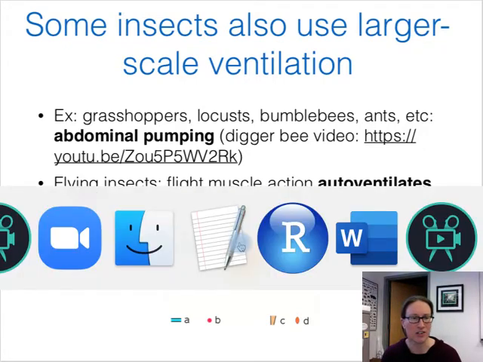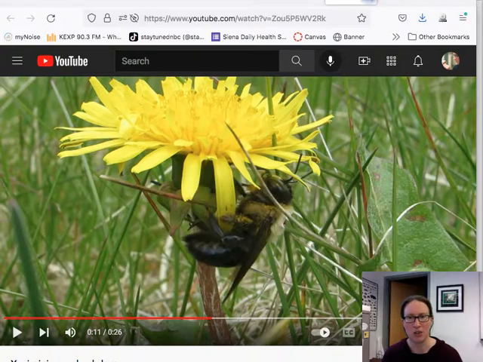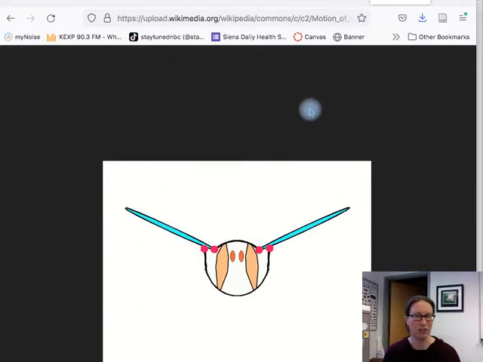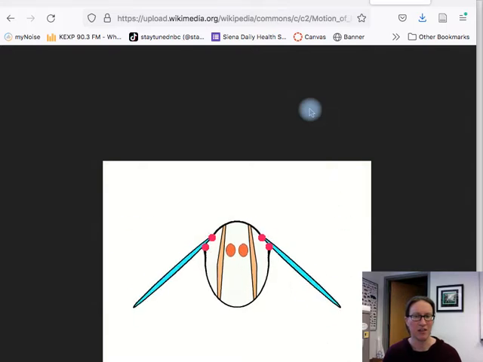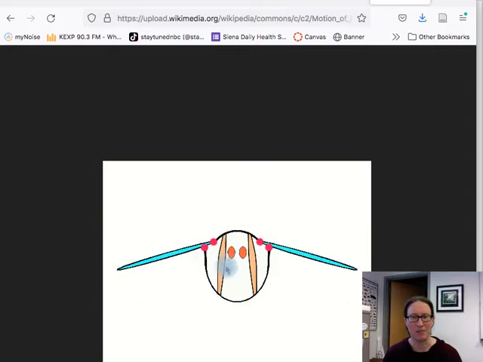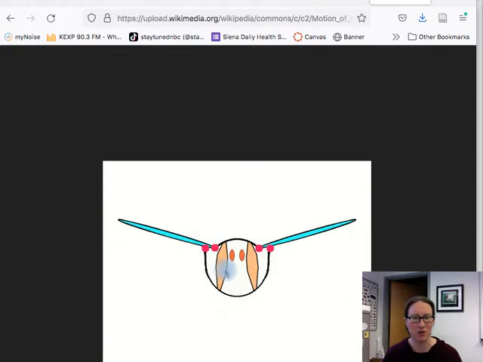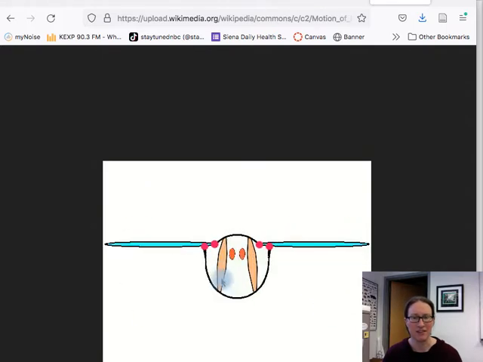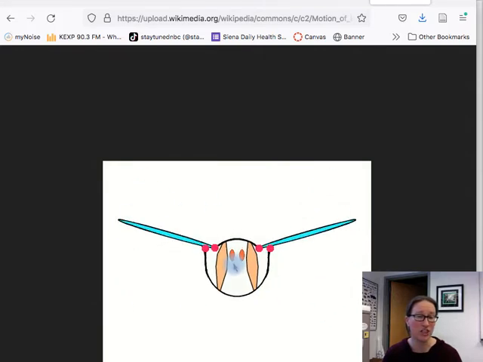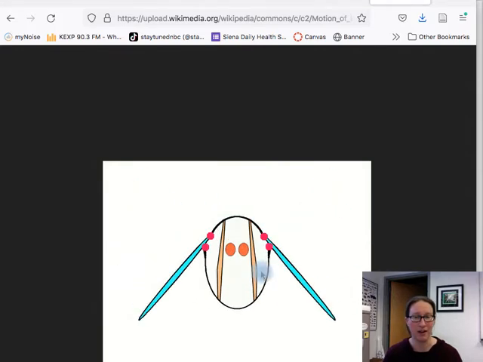And I think it's easier to see a short animation of this. So here's just an animation of the flying motion generated by the dorsoventral flight muscles. As the muscle's getting fatter, that muscle's contracting. As it gets skinnier, that muscle's relaxing. And you can see that really changes the shape of the insect thorax.